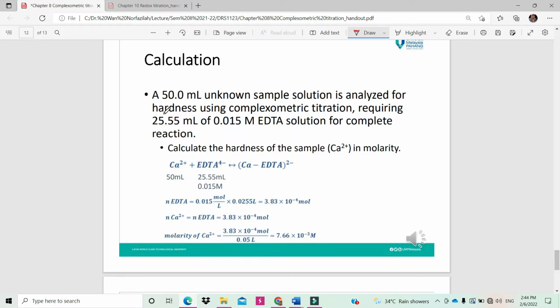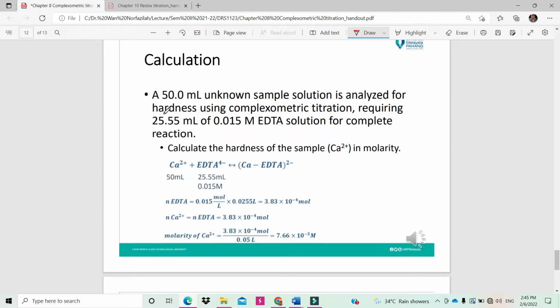Some of you might be familiar with the words water hardness. Water hardness, we determine the content of calcium in water. Kalau you biasa mandi, rambut you jadi keras. Dalam air tu maksudnya tinggi dengan calcium carbonate.